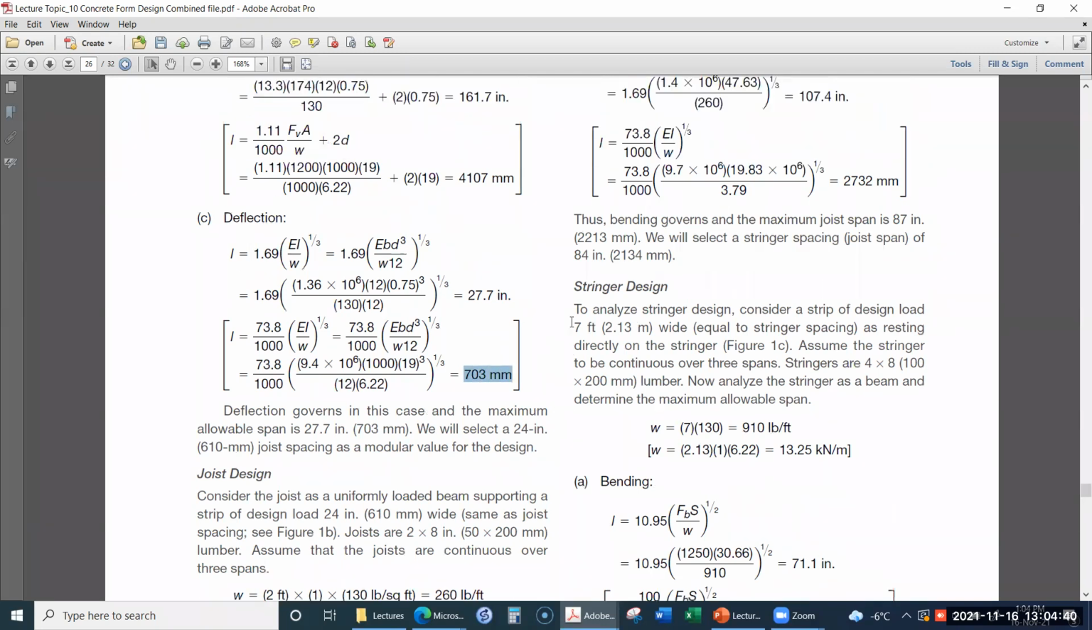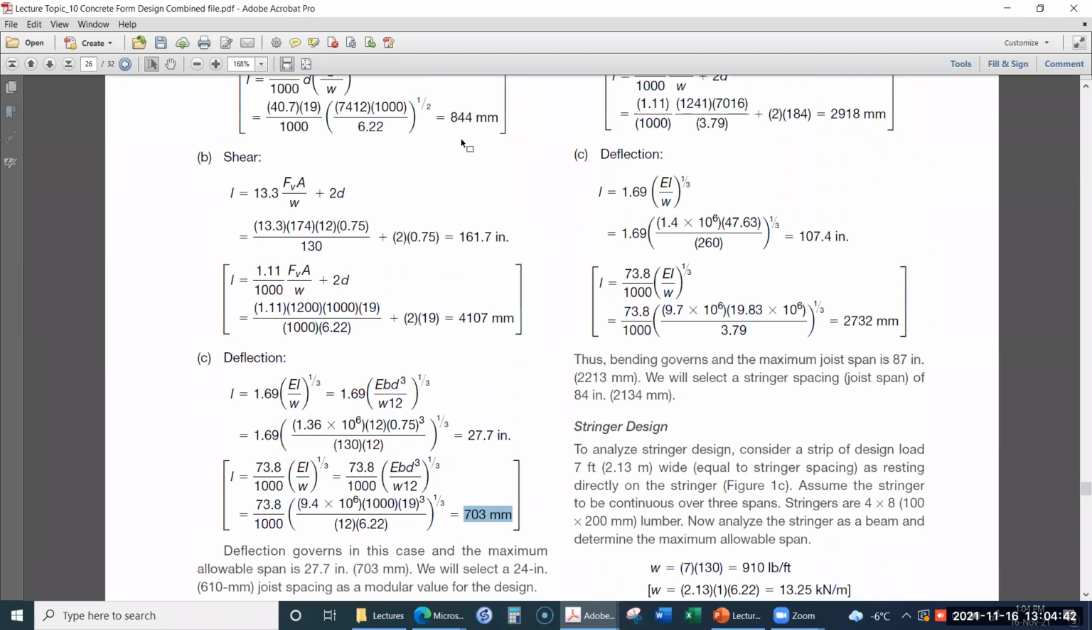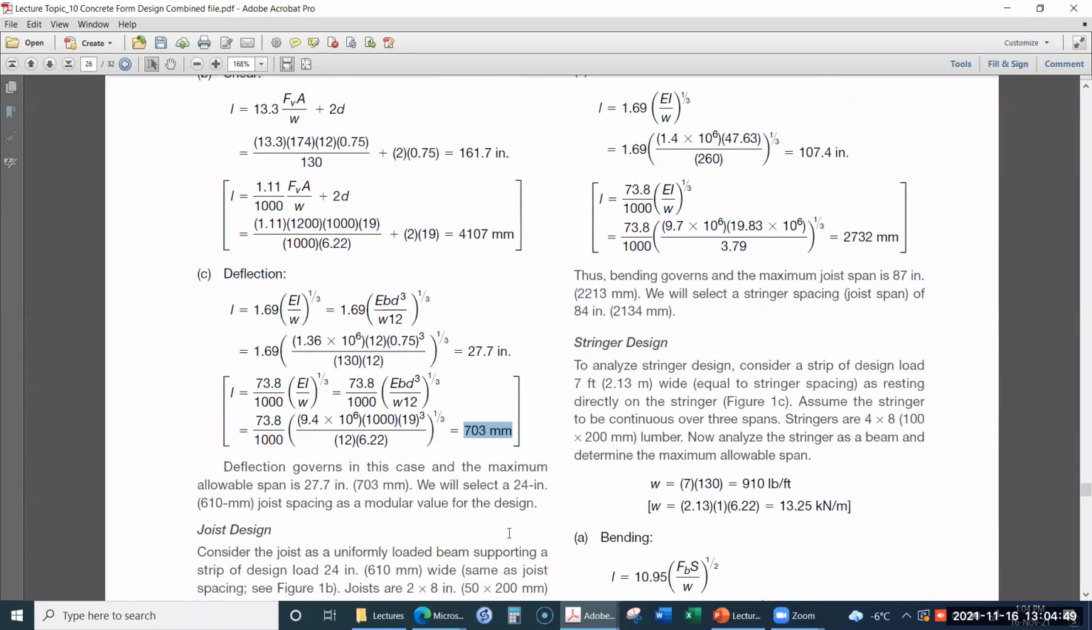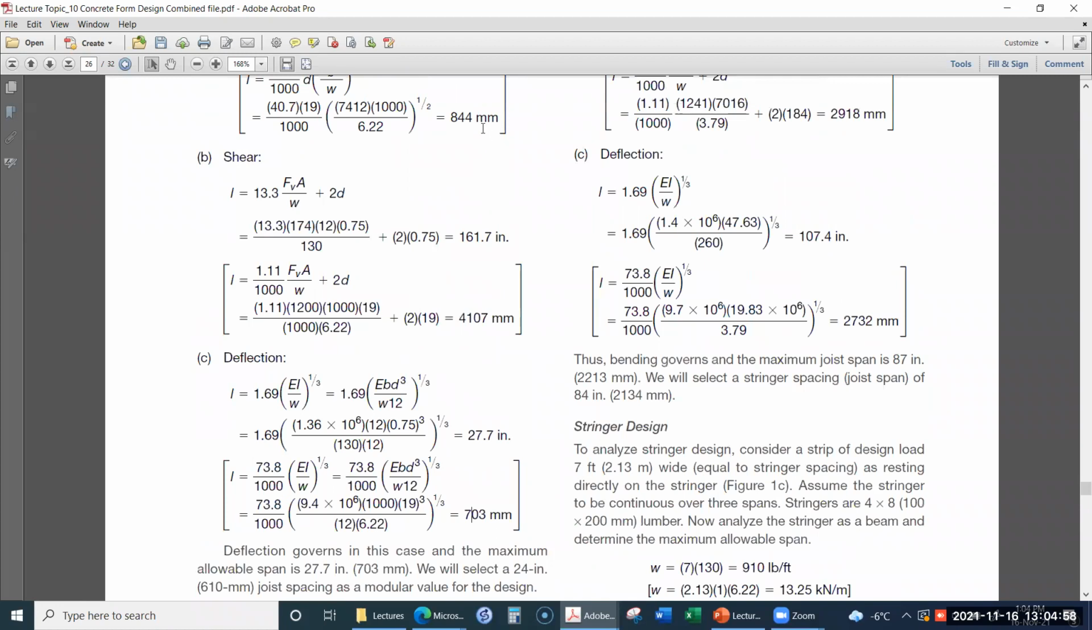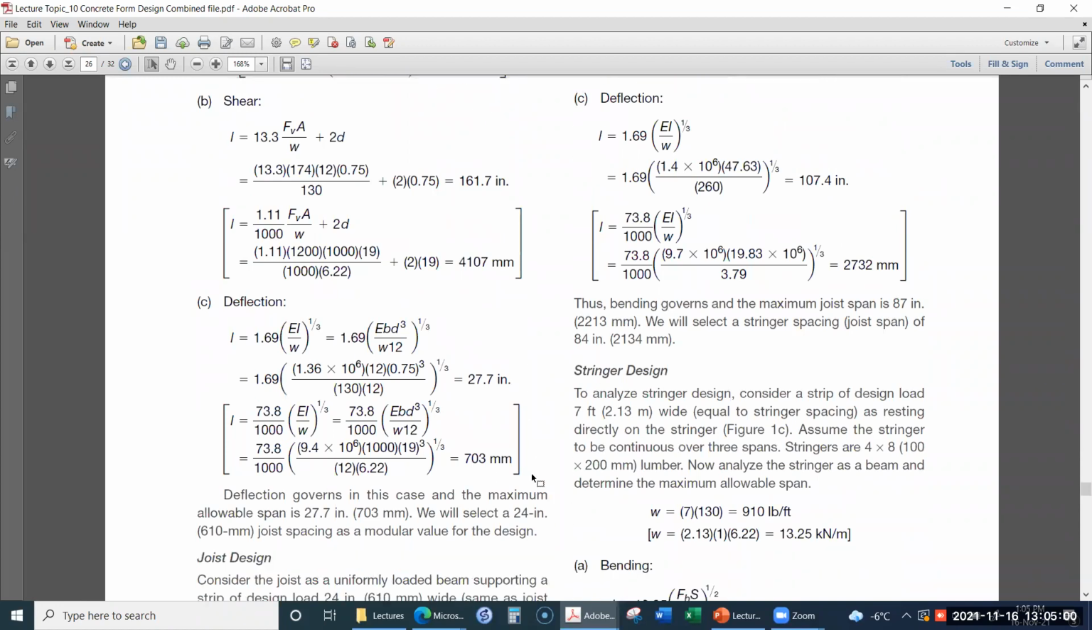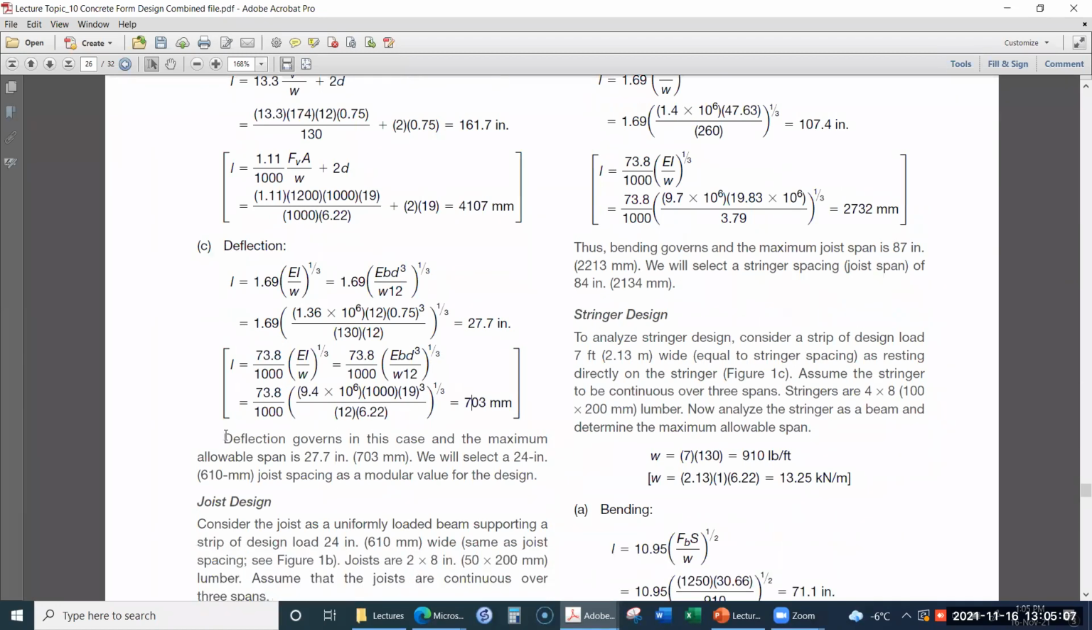So in this case, we get three values of the spans: 844 millimeter, 4107 millimeter, and 703 millimeter. So in this case, the minimum value will control. That means, for example, if we take for the bending condition 844 millimeter span, the span will be more. If the span is more, deflection will be higher, so that is not acceptable. Therefore, deflection will govern in this case, as the maximum allowable span is 703 millimeter.